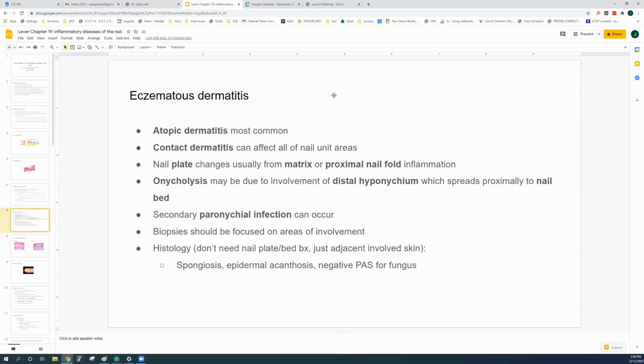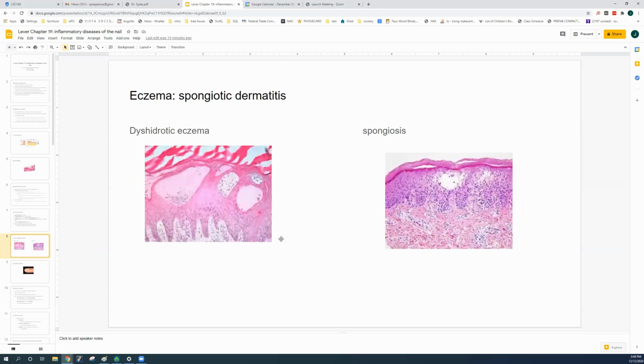You don't need to biopsy the nail. If you don't know what it is, you can biopsy the adjacent skin. And in the skin, you're going to see spongiosis and epidermal acanthosis, and always do a PAS for fungus. It can perfectly mimic eczematous dermatitis. Here is the H&E of skin, not of nail bed or nail matrix.